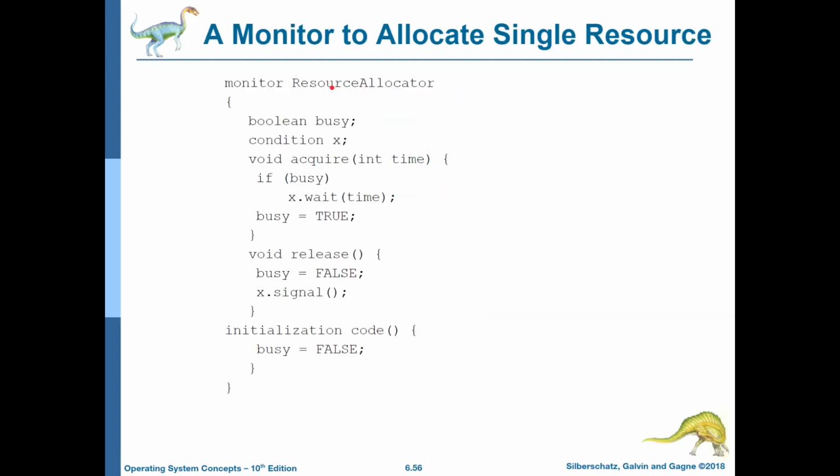And so we can see here that we're setting priorities based on time with an acquire and release function that allows us to do prioritized allocation through a monitor.